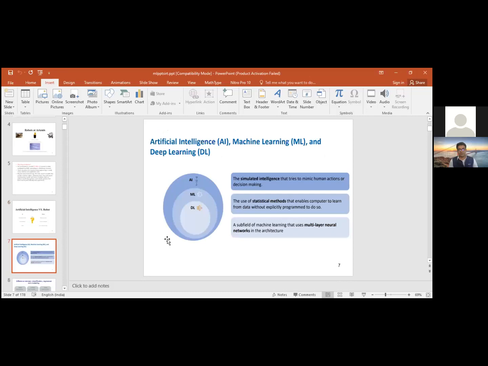Basically, artificial intelligence is a kind of simulated intelligent program that tries to mimic human action or decision making. Artificial intelligence is a broad area in which technologies like machine learning and deep learning come. It includes applications related to electrical, mechanical, economics, management, every type of application, based on some kind of algorithm. Then again, machine learning.